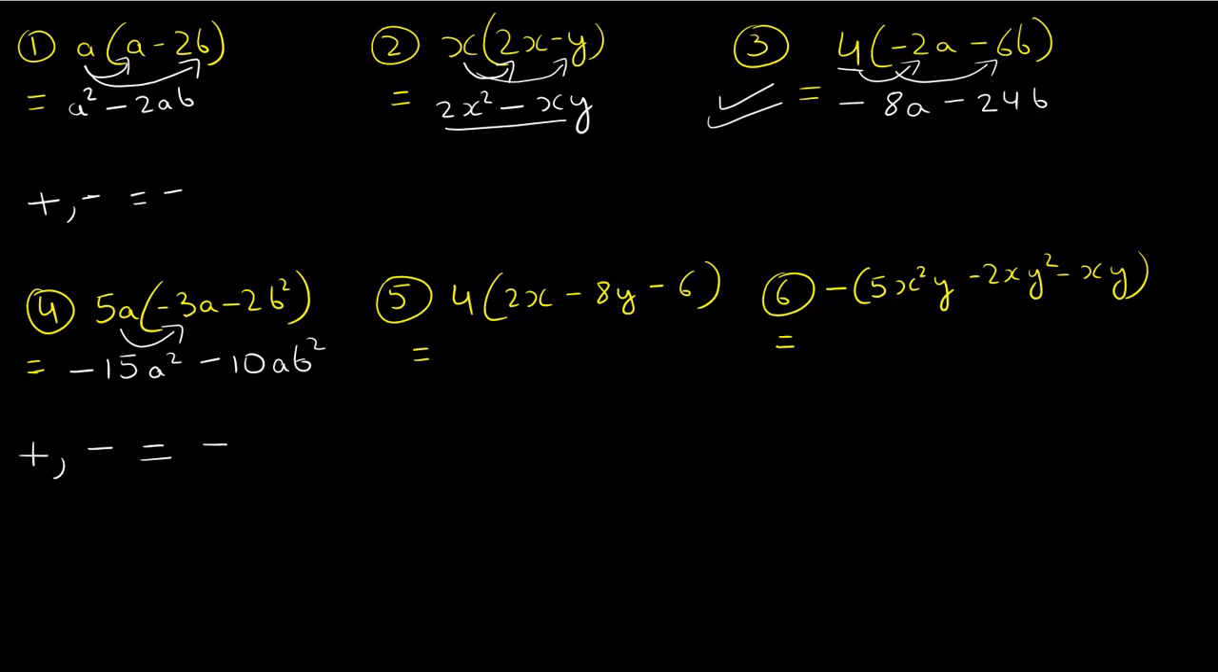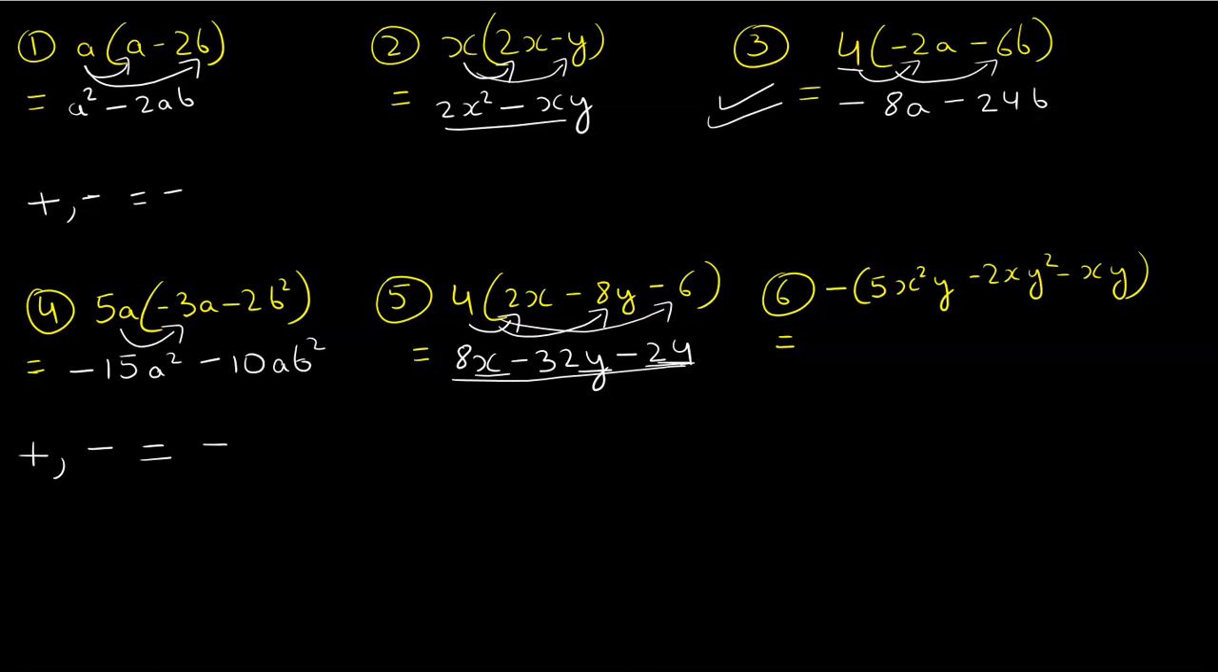Okay, problem number 5. How do we do it? 4 times 2 is 8, x carries along. Then we have 4 times negative 8y. One positive sign, one negative sign, we get a negative sign. 4 times 8 is 32, and y simply carries along. Then we have 4 times negative 6. Again we have a negative sign over here. 4 times 6 is 24, and this is our final answer. We cannot simplify it further, because one is x, one is y, and one is without any variable. They're not like terms anymore.